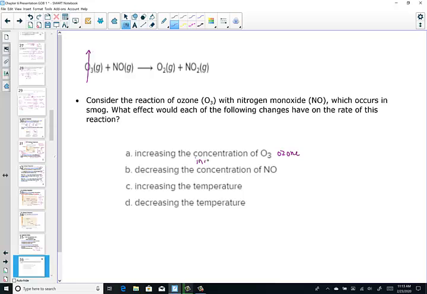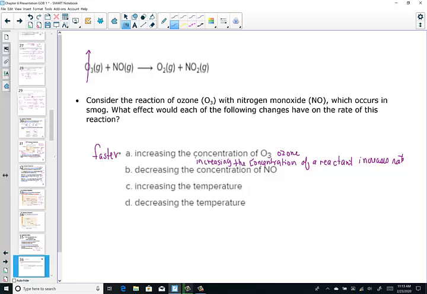Well, we directly see increasing the reactant concentration directly affects the kinetics as well. So increasing the concentration of a reactant increases the rate. So what effect would each of the following have on the rate? Letter A, it's making it go faster.